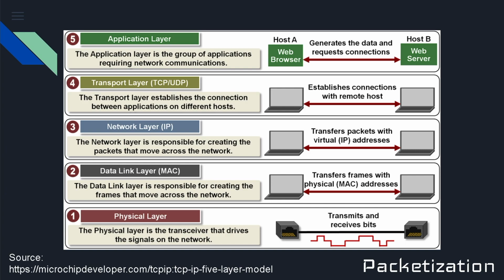So the takeaway here is this network model is the reason why you could take a device out of the box and have it just work. And there's 5 layers to the network model.